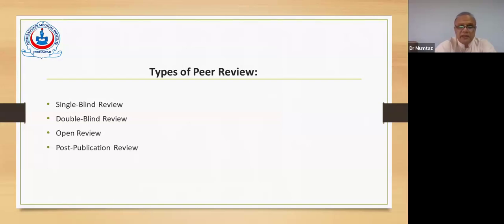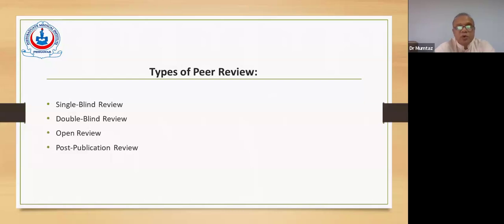This is how we can come across different types of review. Single blind would mean that the reviewer knows the names of the authors, but the authors do not know who is the reviewer. Double blind means that neither the authors know who is reviewing my article, nor the reviewers know who is the author, or who are the authors, of this particular article.